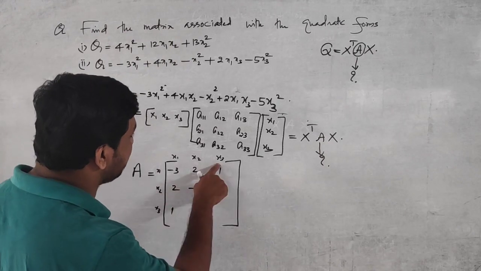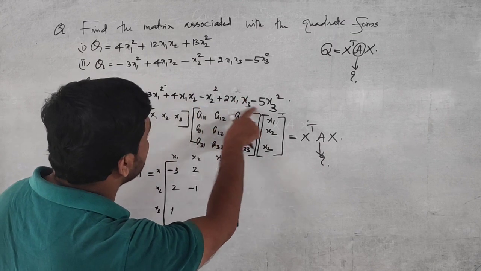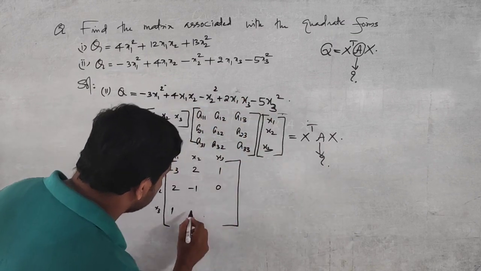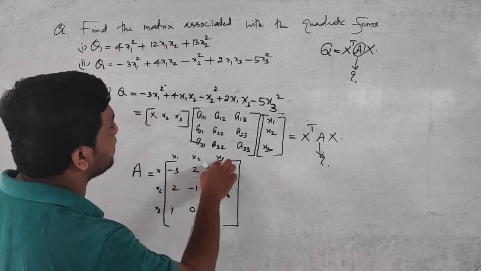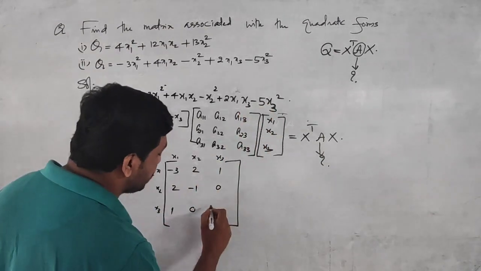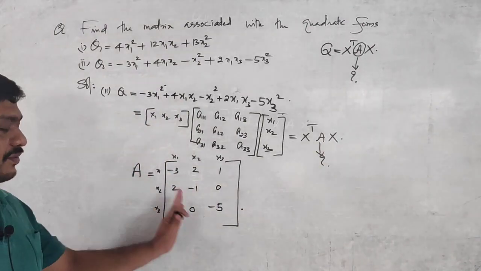And x2x3. Where is x2x3? There is no such term here. So place 0 and 0 here. And x3 square. What is x3 square? The coefficient of x3 square, all of you know, is minus 5. So here is minus 5. So this is the matrix associated with this quadratic form.